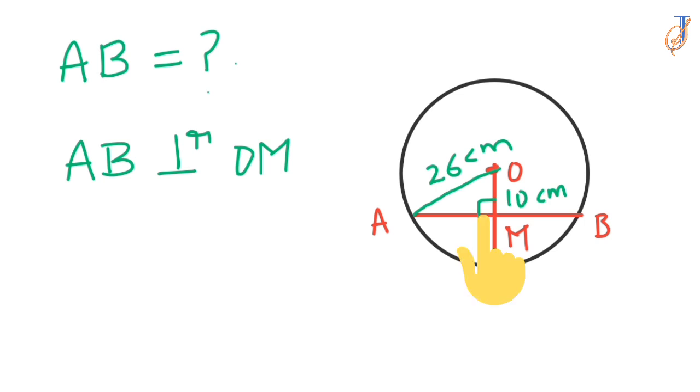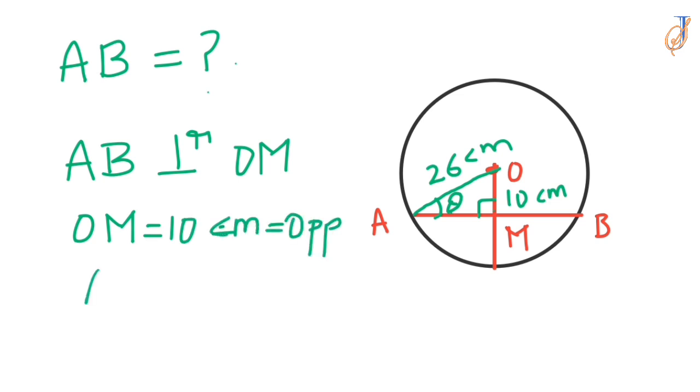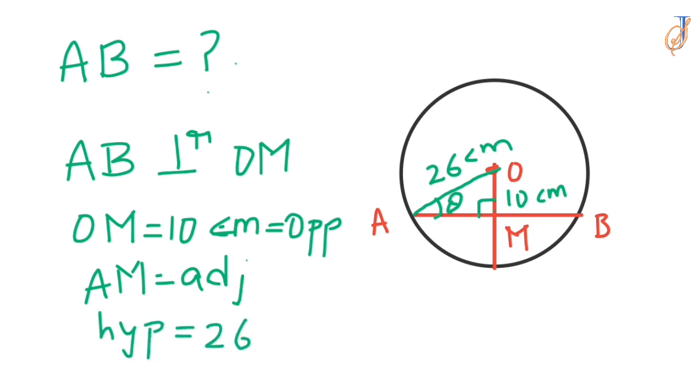If this angle is theta, the opposite side is OM, which is 10 units. And our adjacent side is AM. The hypotenuse is 26. Now use the Pythagorean theorem: opposite squared, that is 10 squared, plus adjacent squared, that is AM squared, equals hypotenuse squared, that is 26 to the power 2.